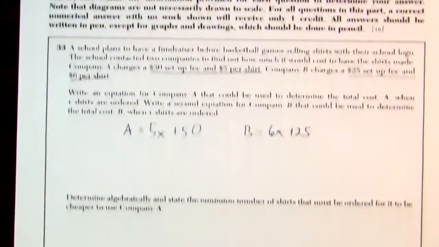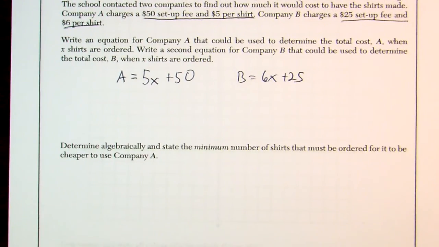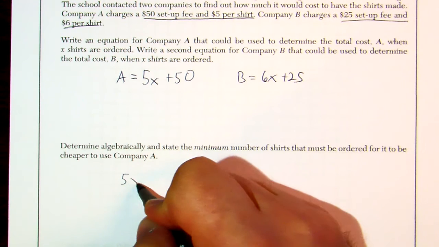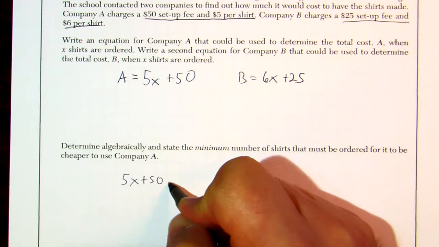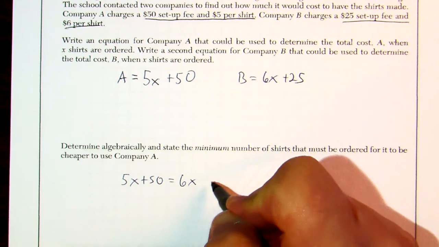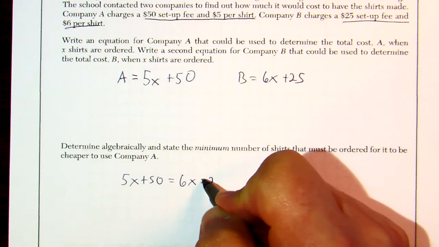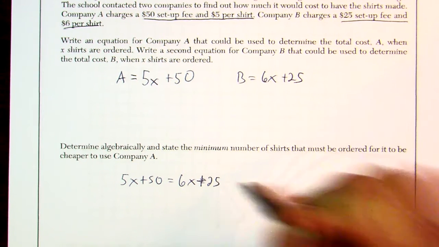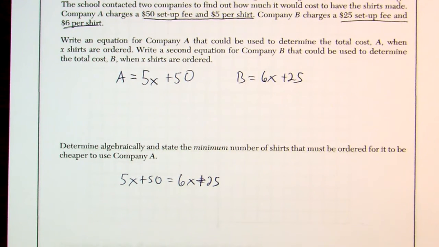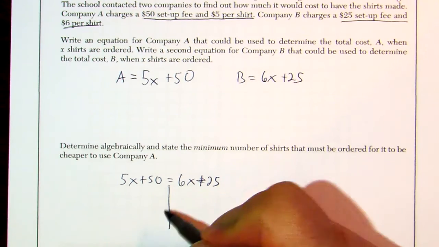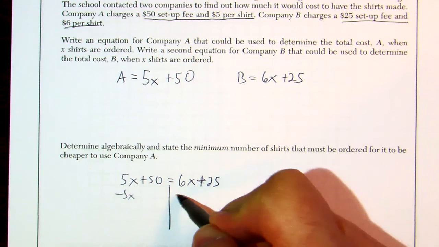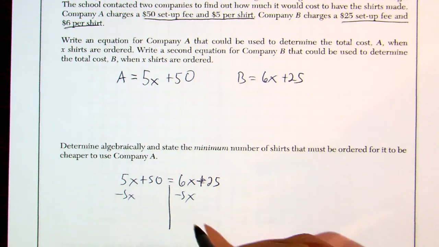Now it says determine algebraically and state the minimum number of shirts that must be ordered for it to be cheaper to use Company A. So first we're going to set them equal to each other to find out where they're equal. Plus 25. So now we're going to solve for x. I'm going to go ahead and put the x's on the other side, because when I do that, I know I'm going to get a positive x on that side.